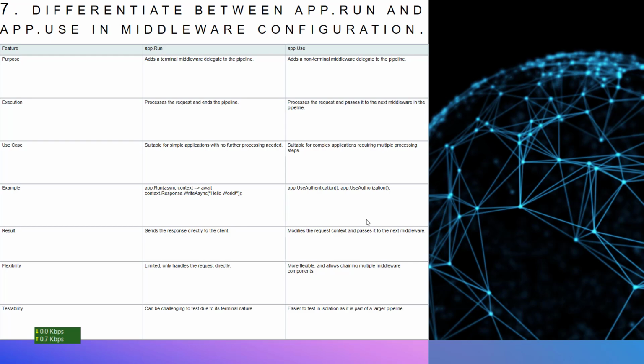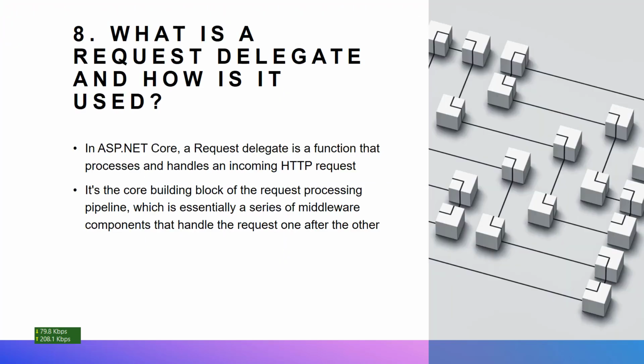That was the difference between these two. The next question is, what is a request delegate and how is it used? A request delegate is a function that processes and handles an incoming HTTP request. As I mentioned previously, all the HTTP requests come to the pipeline. In the same manner, it can be asked how the request delegate is used.